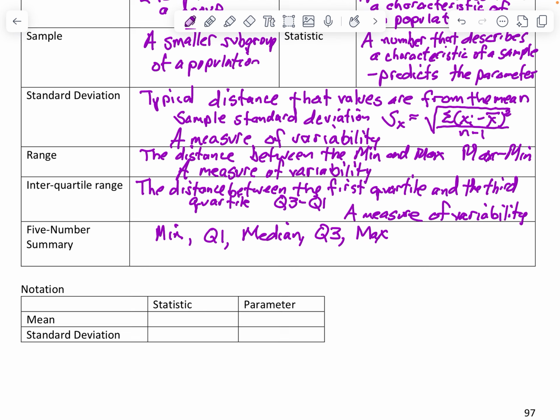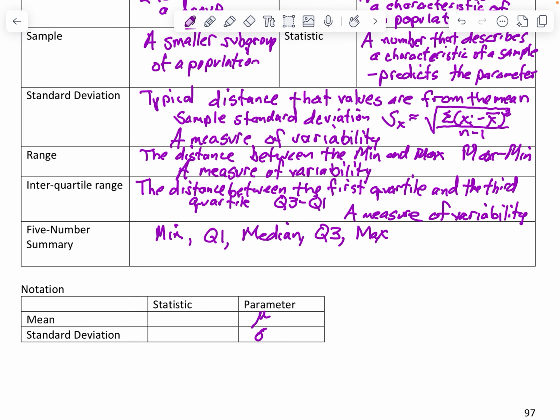All right, now let's briefly talk about some of the notation we use for mean and standard deviation. Remember, this is for statistic and parameter. If we know the entire population and can find the parameter for the mean, we use the Greek letter mu. That represents the mean. And for standard deviation, we use the Greek letter sigma, lowercase for both of these.